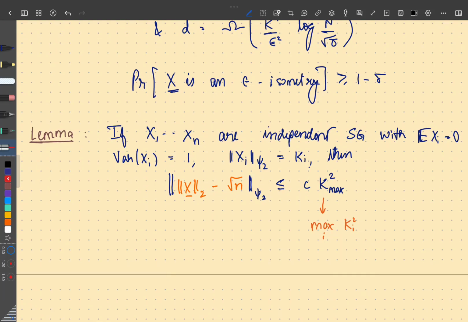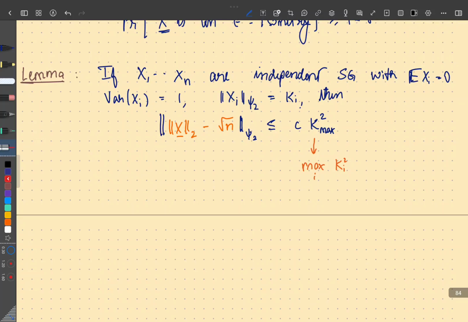The result that we will use is something that we saw in the previous class. We saw that if x1 through xn are independent sub-Gaussian random variables, with each xi having zero mean and unit variance, but each component xi having sub-Gaussian norm equal to ki, then the L2 norm minus square root of n is also sub-Gaussian. We saw this, and the sub-Gaussian norm is at most some universal constant times the largest of the ki squares.